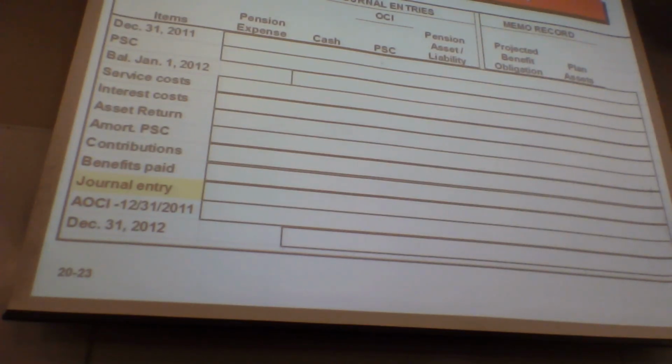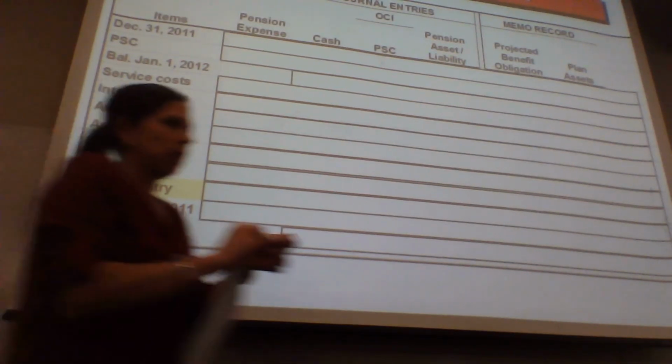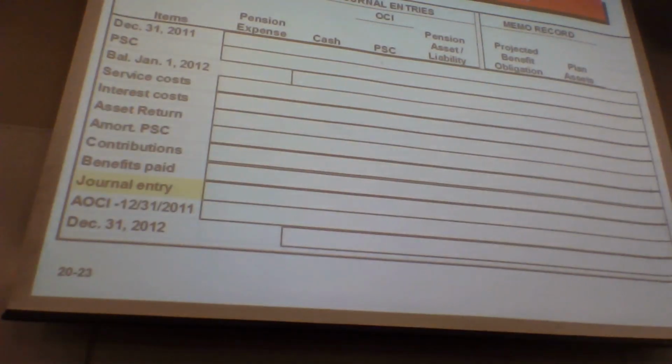So I'm going to have you help me walk through this now that you're experts on pension worksheets. Okay. So let me increase the lighting if that's okay. Make sure everyone's awake.